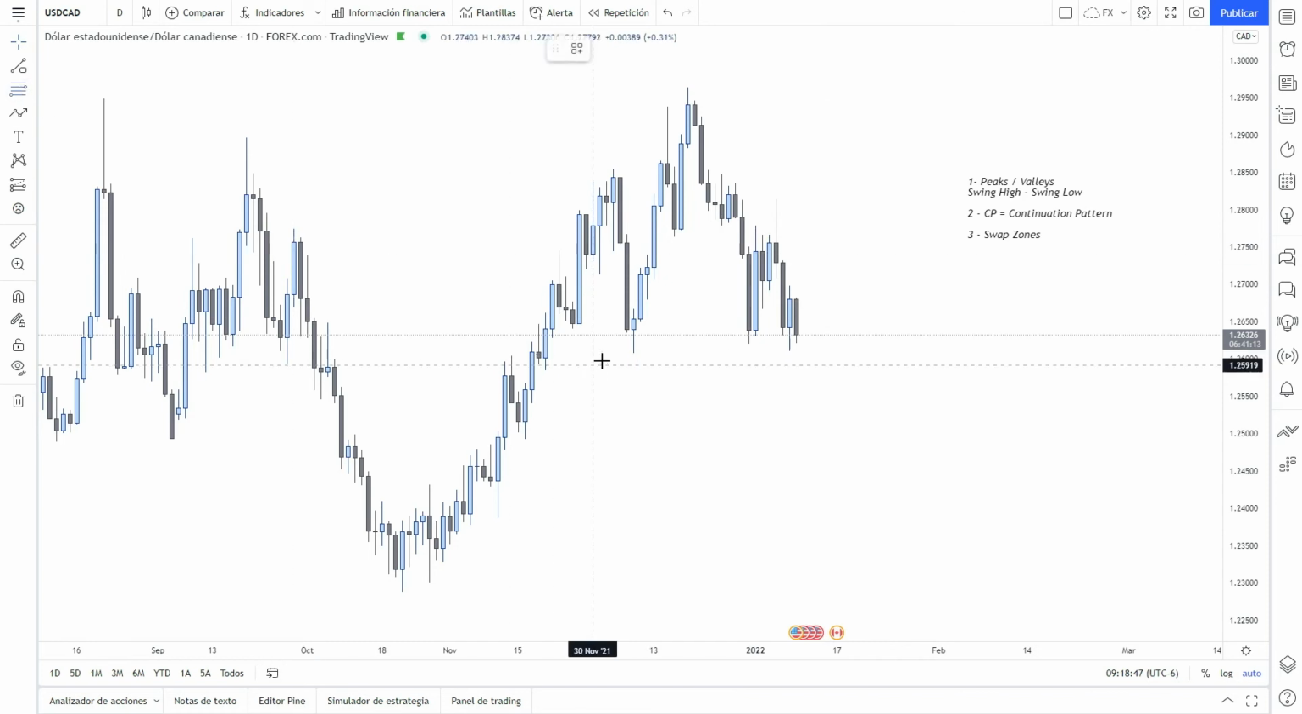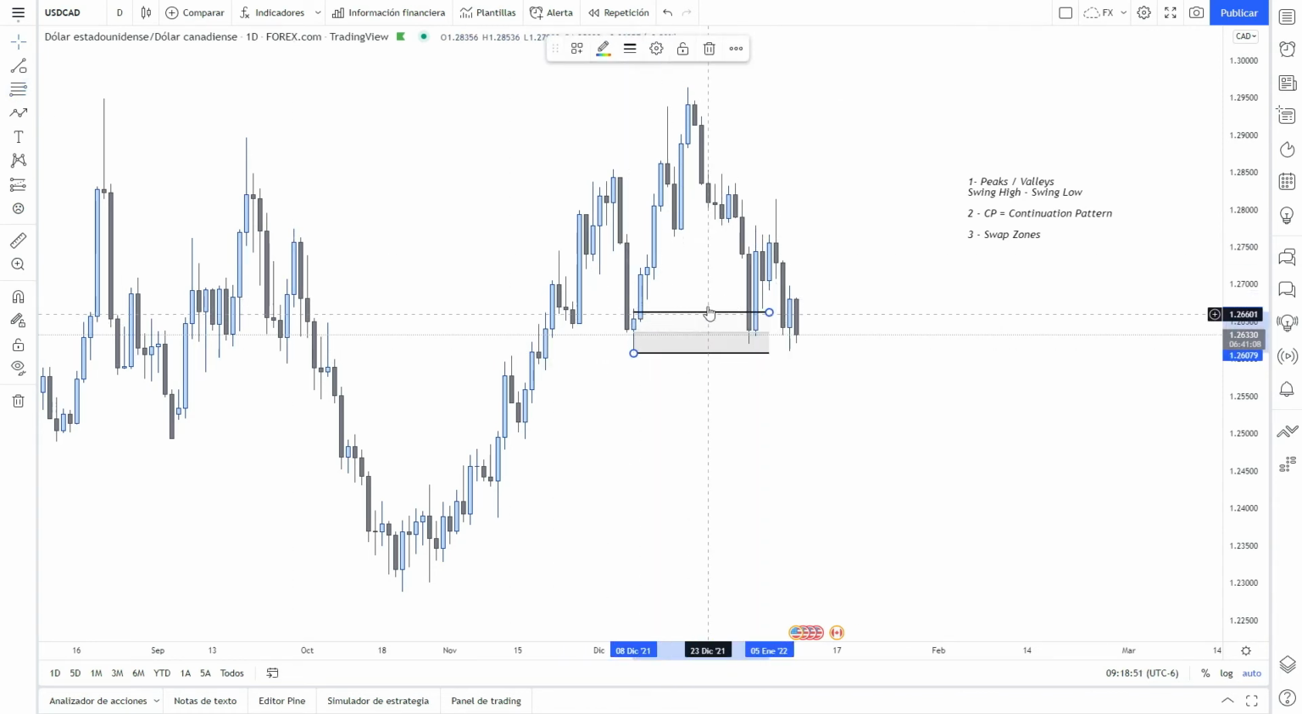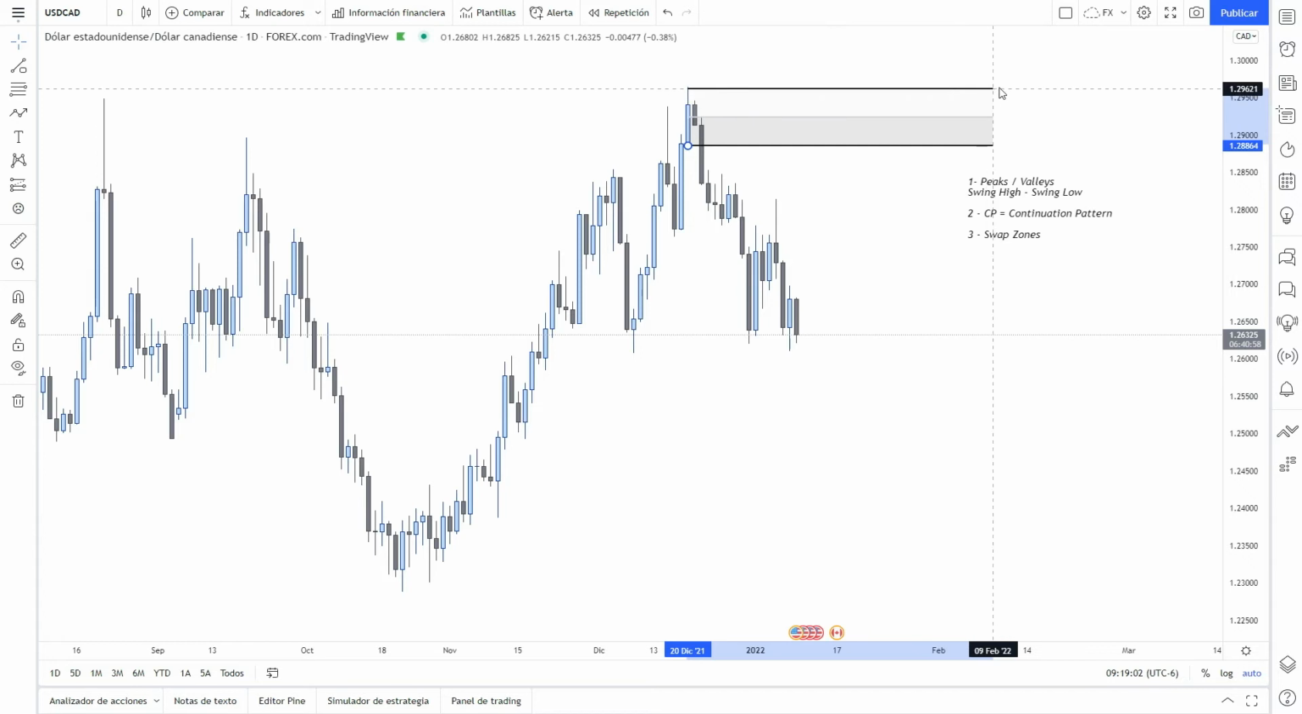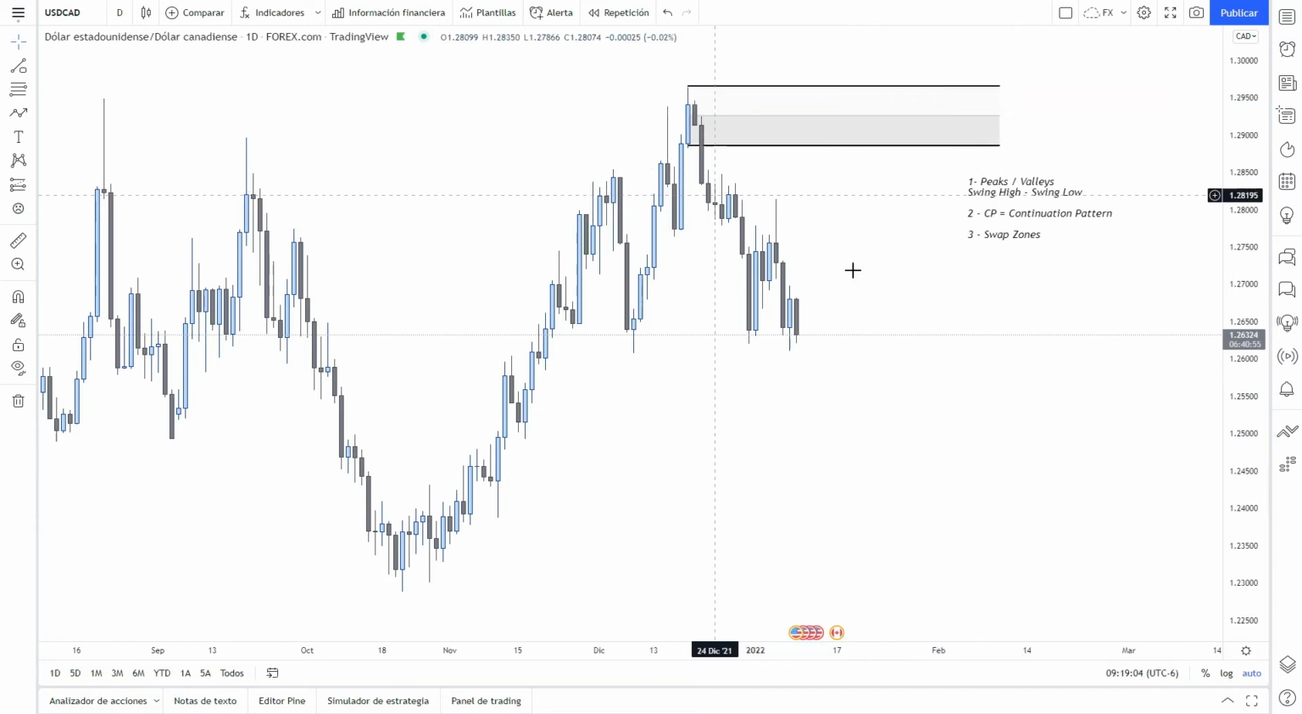So basically, this is our peak. This is our valley. See how price reverses from this valley, and we have here a peak that has not been tested. Okay, so we have a peak and we have valleys. It's very easy. It's very simple.